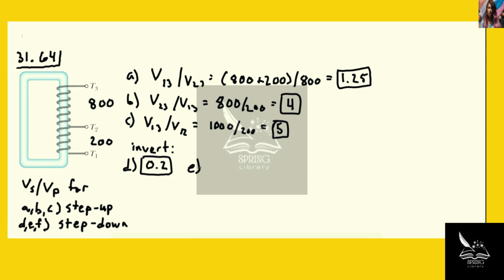The second largest, the next largest ratio is going to be the inverse of this one. So it's going to be 0.25. And then the largest is going to be the inverse of 1.25, which is 0.8.